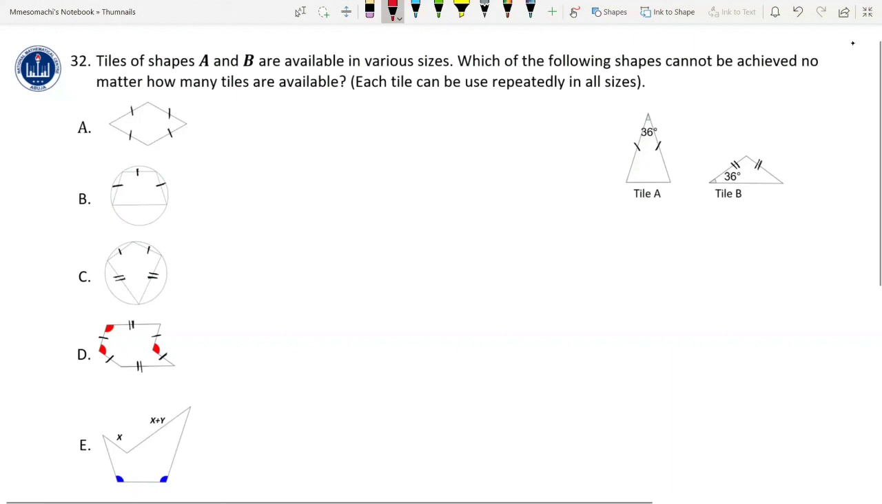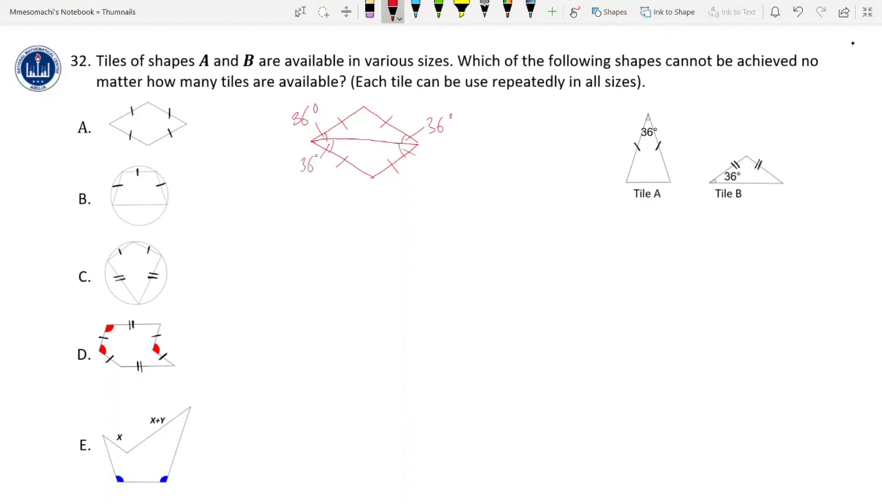Okay, so the first one seems pretty easy because we can quickly find an example that shows that a rhombus can be achieved. Once you merge two isosceles triangles by their bases, you are going to get a rhombus. You can achieve. So if we merge, let's say for instance tile B, so this is 36 degrees, 36 degrees, 36 degrees, 36 degrees. So we see that we can achieve tile A.